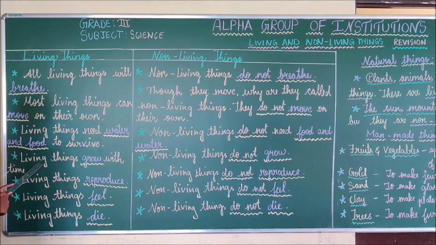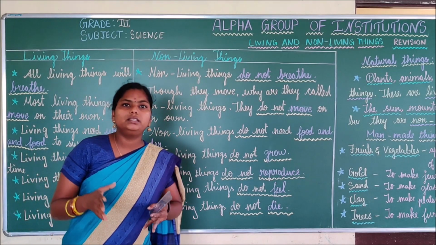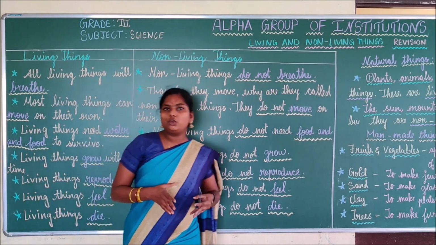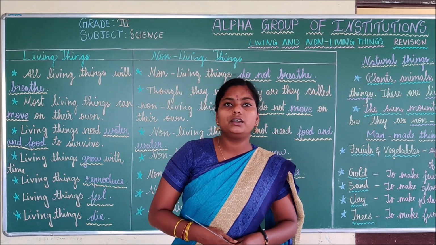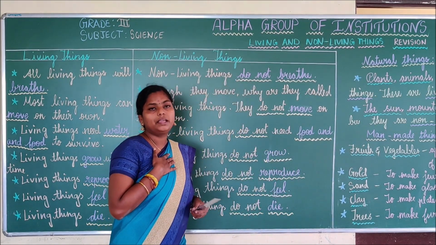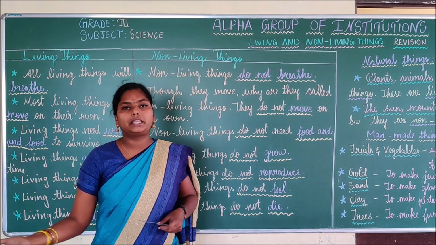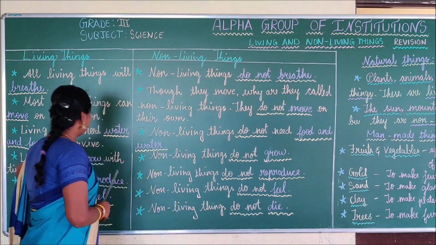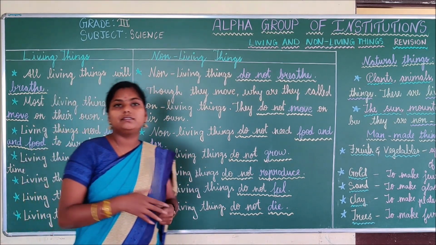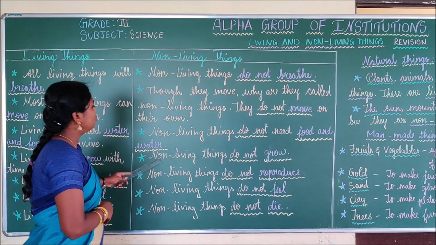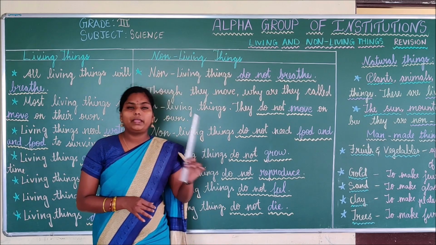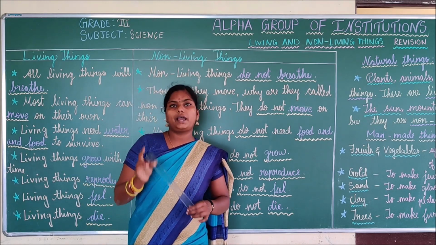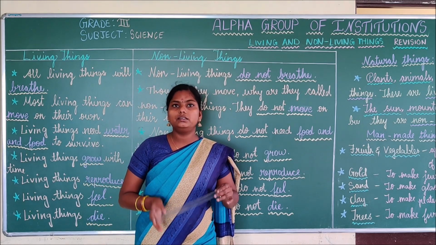The next point, living things grow with time. All living things will grow with time. For example, we human beings celebrate each of our birthdays. Every year we celebrate our birthday, this is my first birthday, this is my second birthday. It takes time, so we will grow with time. Non-living things do not grow. They will be the same height till they are destroyed.